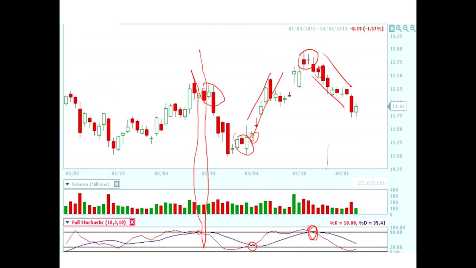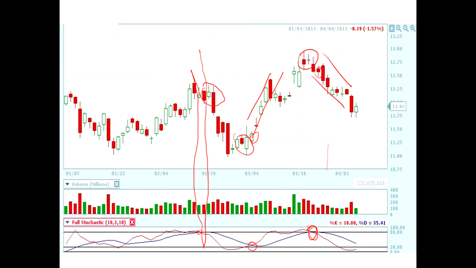Whenever you see these two averages on your stochastics meet, you know something is about to happen. Remember that. That is one indicator that we're going to go over, one of the many. And this would definitely help you with your confirmation.